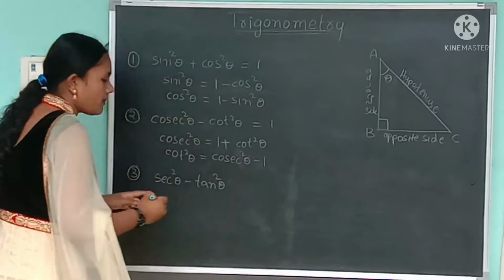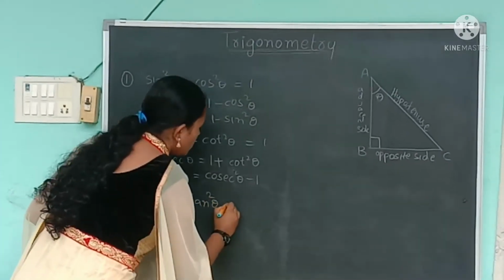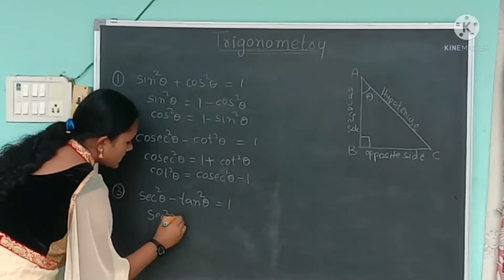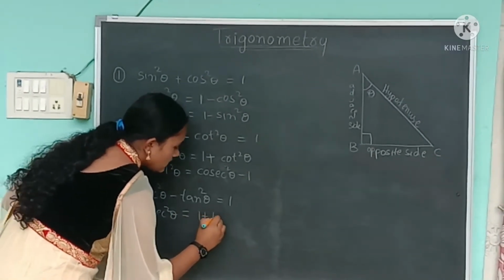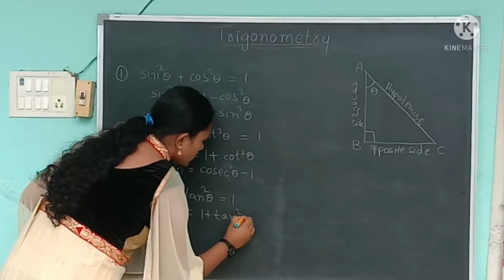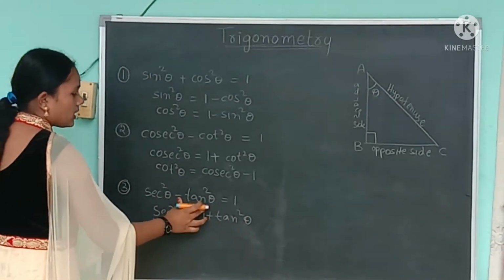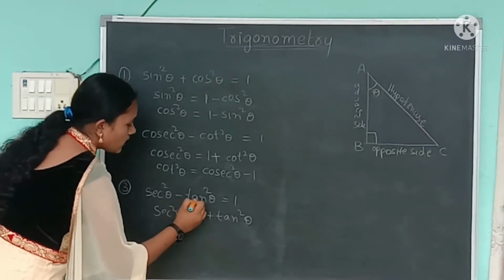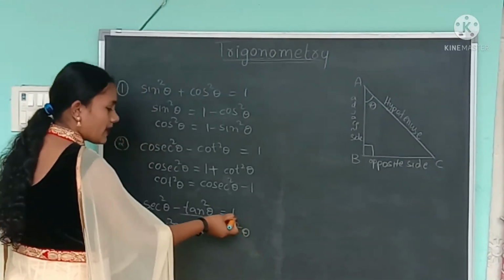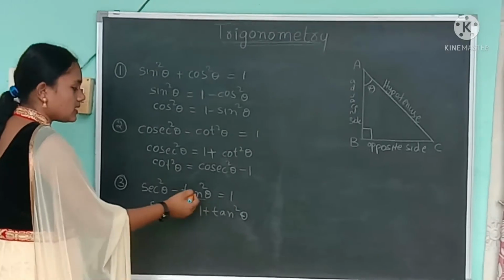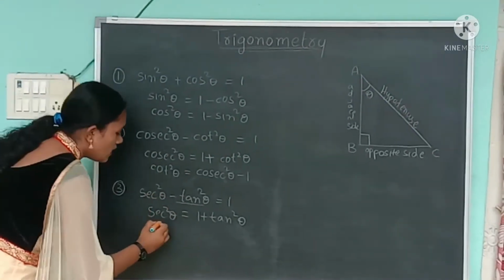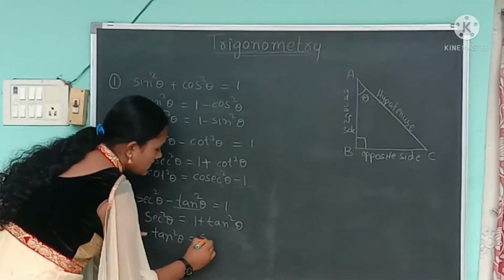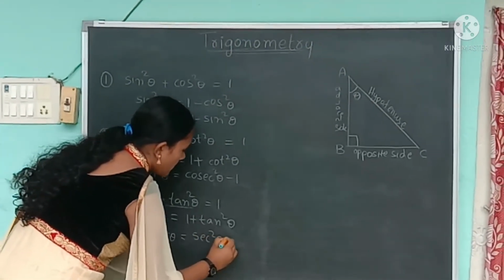Next, the last identity, third identity: secant square theta minus tan square theta is equal to 1. So secant square theta is equal to 1 plus tan square theta. This minus tan square theta will go that side, so plus tan square theta, and plus 1 will come this side, which means it will become minus 1. So tan square theta is equal to secant square theta minus 1.